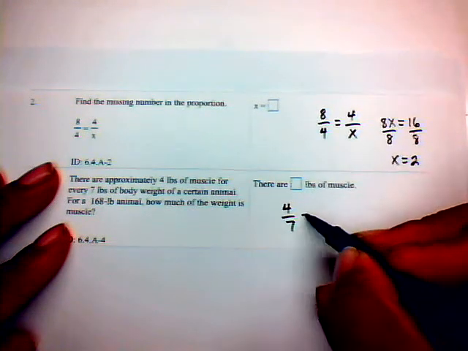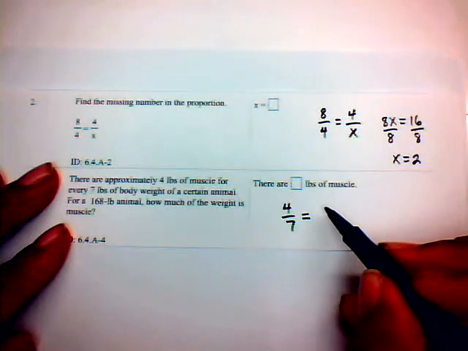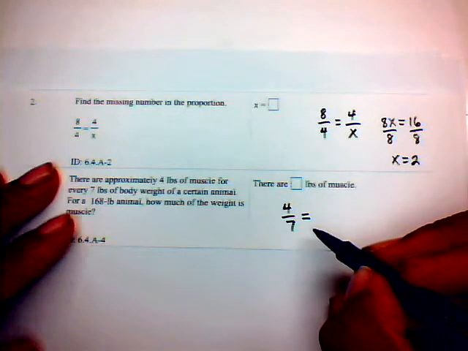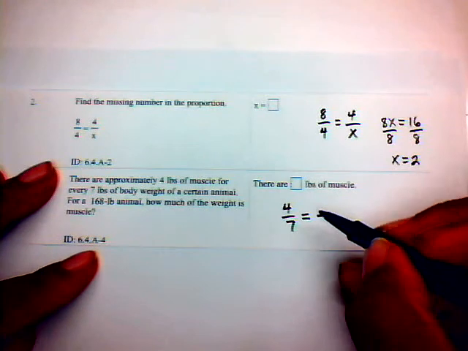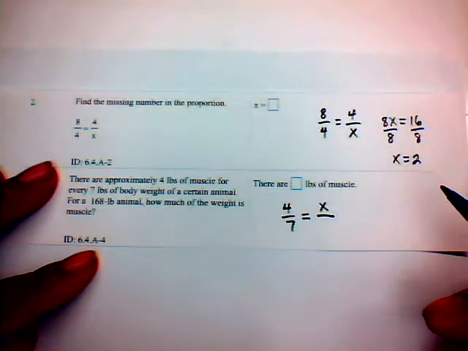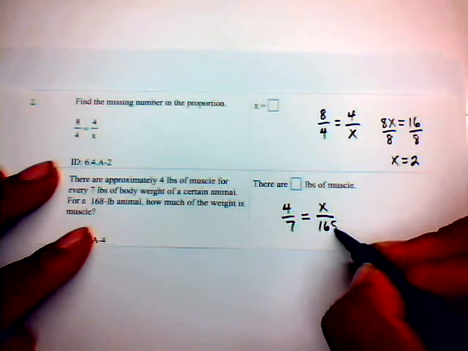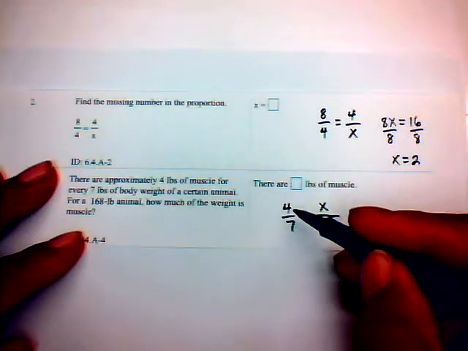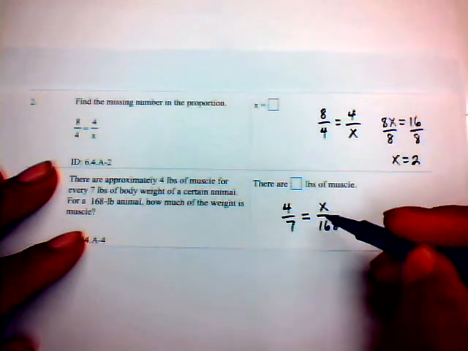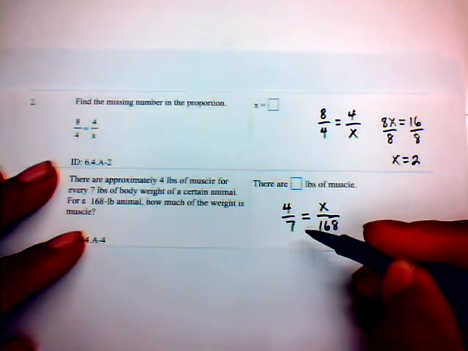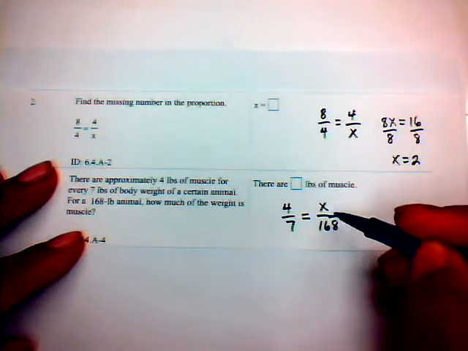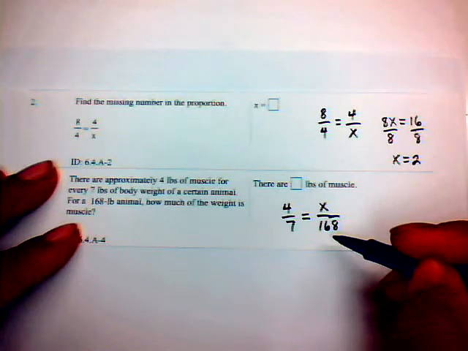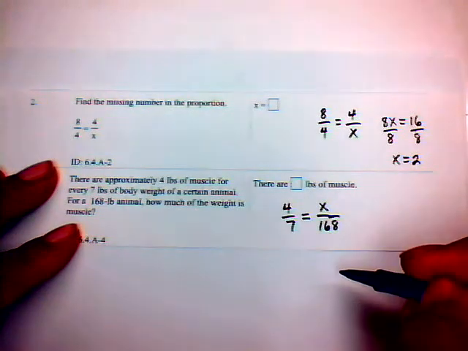Okay? The other ratio must be the same. Muscle weight to the body weight. So here, we're trying to find out how much weight is muscle. That's your x. And then the 168-pound animal, that's the body weight of that animal. So that 168 has to be on the bottom because of the consistency of our ratio on the left side and the right side. Muscle weight to body weight. The other side, muscle weight to body weight. We don't know what the muscle weight is. We know what the body weight is. That's 168. That goes on the bottom. So you have 4 sevenths is equal to x over 168.